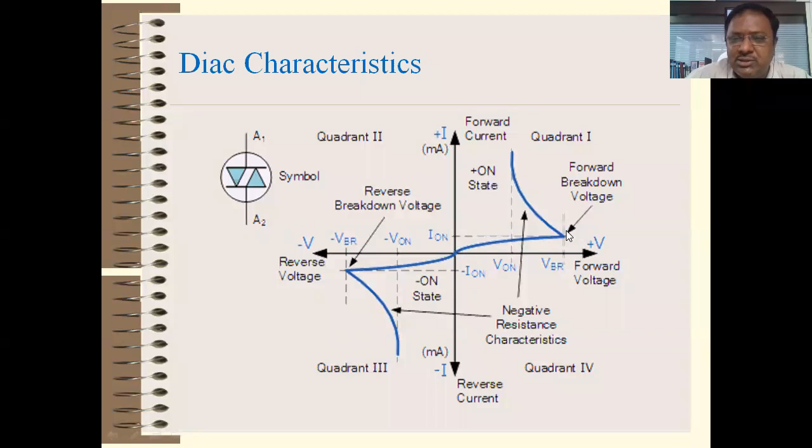So as soon as the voltage is applied between A1 and A2, the terminals are also called A1 and A2, not called MT1 or maybe anode and cathode. It is very similar to the triac. See the symbol of the diac, only the gate is absent. So it is an uncontrolled device, but it is very equivalent to two diodes connected anti-parallel.